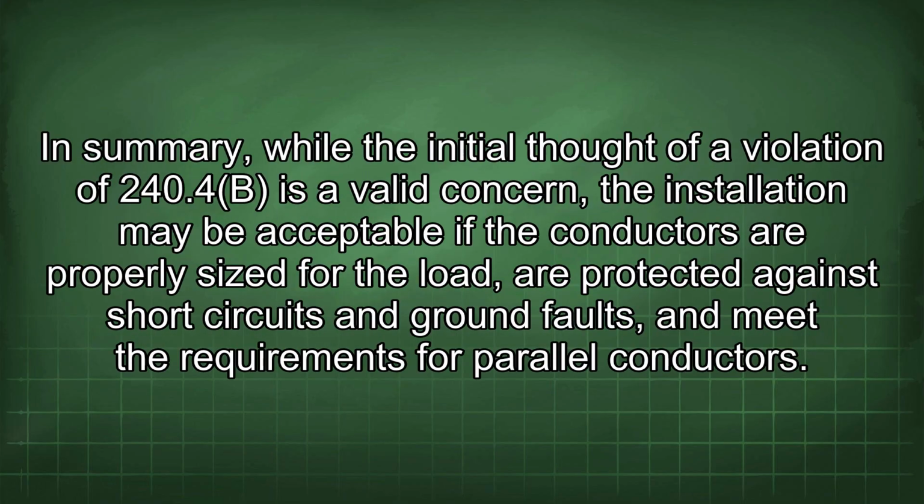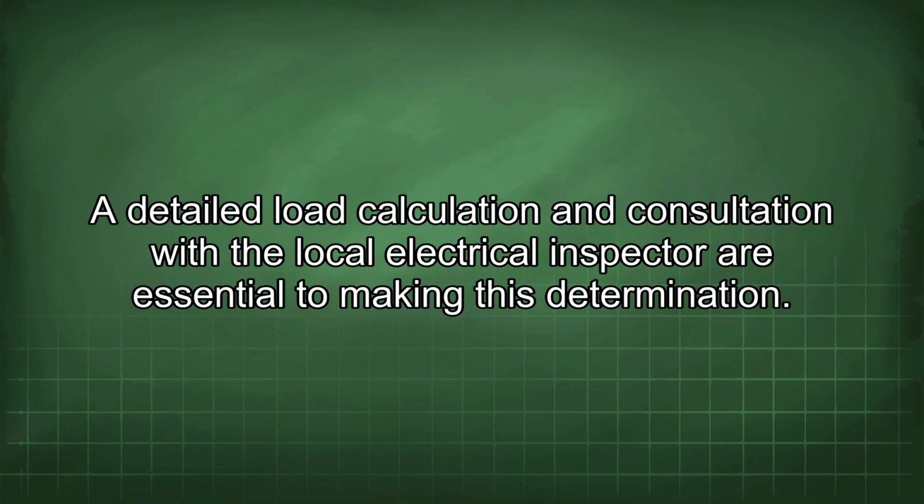In summary, while the initial thought of a violation of 240.4(b) is a valid concern, the installation may be acceptable if the conductors are properly sized for the load, are protected against short circuits and ground faults, and meet the requirements for parallel conductors. A detailed load calculation and consultation with the local electrical inspector are essential to making this determination.